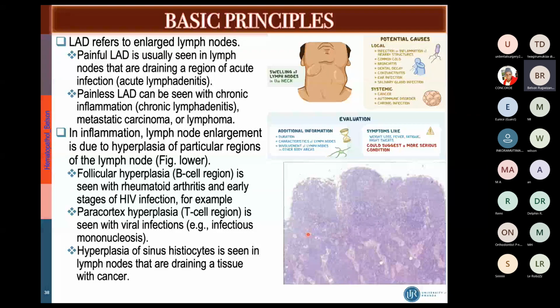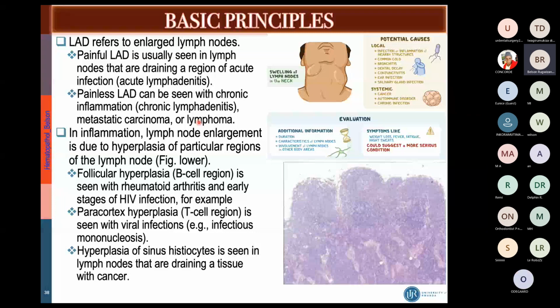So painful lymphadenopathy is seen in lymph nodes that are a draining region of acute infection. While painless lymphadenopathy can be seen with chronic inflammation or metastatic cancer or a lymphoma, primary lymphoma in that lymph node. So you can understand ibi bizabafasha none umuntu afite lymph node uzamubaza niba iyo ukoze palpation bimurya, niba bimurya, then you orient yourself what I'm looking for. If it is painless, ngira ngo bizaba ari ibibazo nyine birumvika.